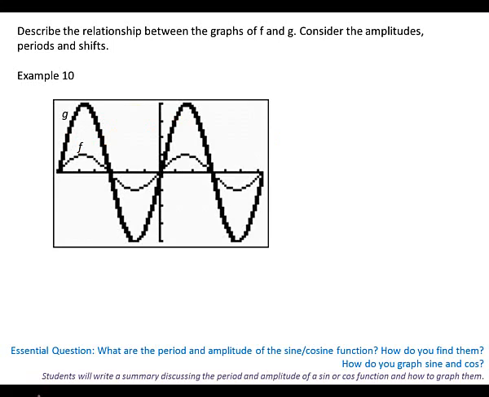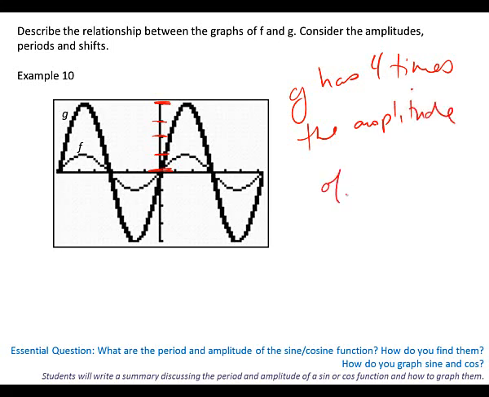So we're supposed to describe the relationships between the graphs, and they gave us pictures this time. It looks like they're both definitely the same curve. The only real difference is the amplitude, right? So count how tall that second amplitude is. What are we getting? 4. So all we have to do is say G has 4 times the amplitude of F.